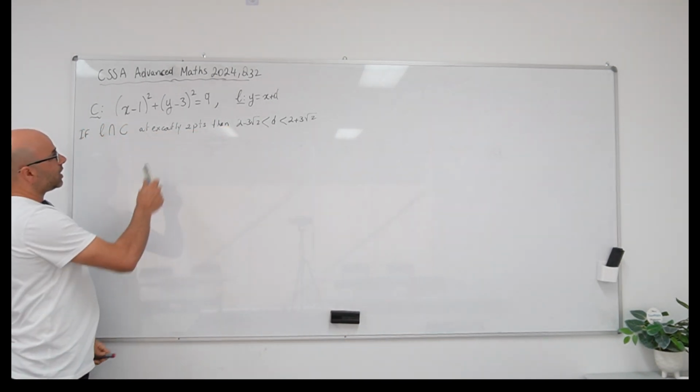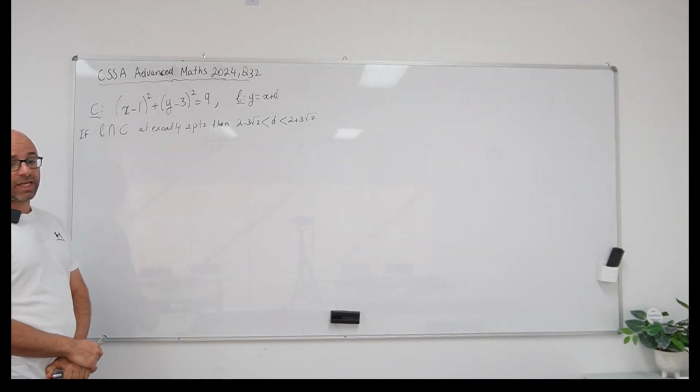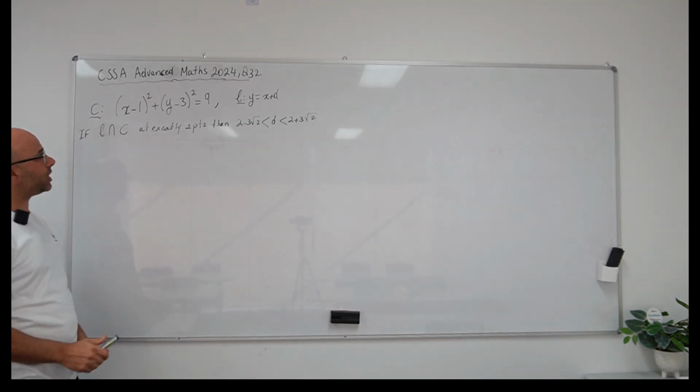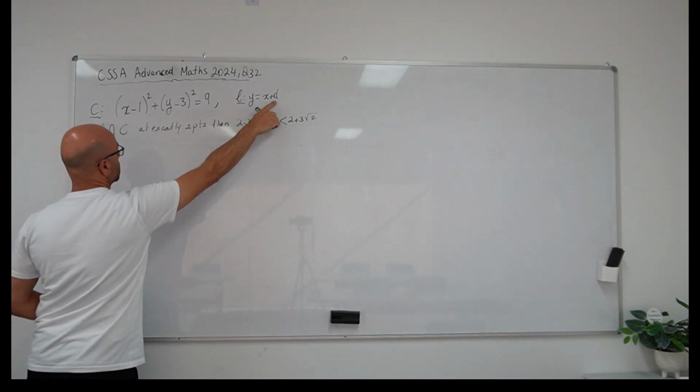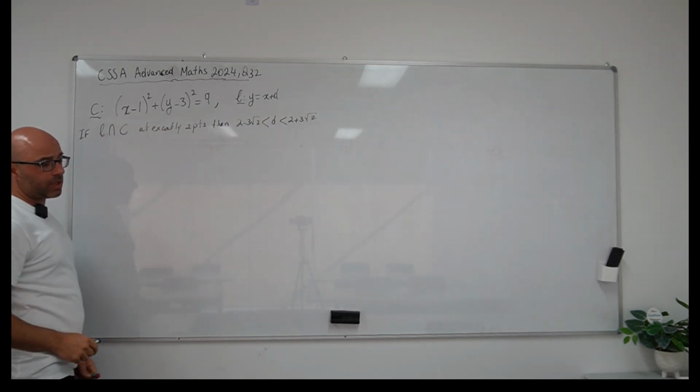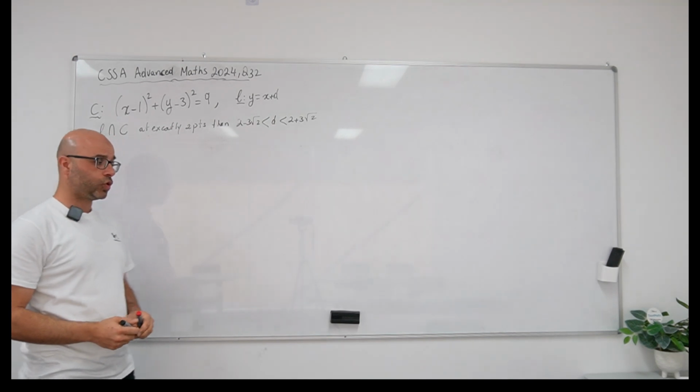We're going to go through the last question from the CSSA Advanced Paper 2024. We've got one circle and a line. D is a constant. The circle and the line intersect each other at exactly 2 points.